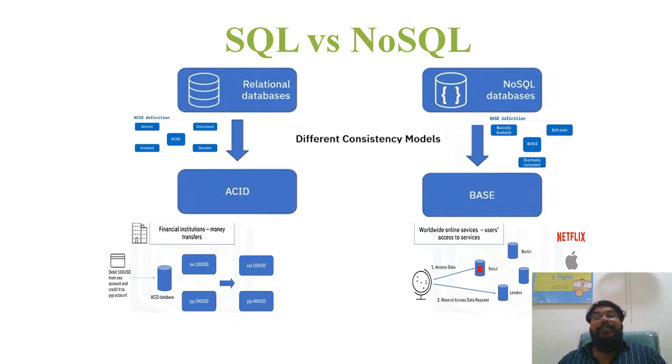And here you can see the various companies which are using NoSQL nowadays, like Netflix, Apple, Spotify, Uber. All these companies are making use of NoSQL nowadays.